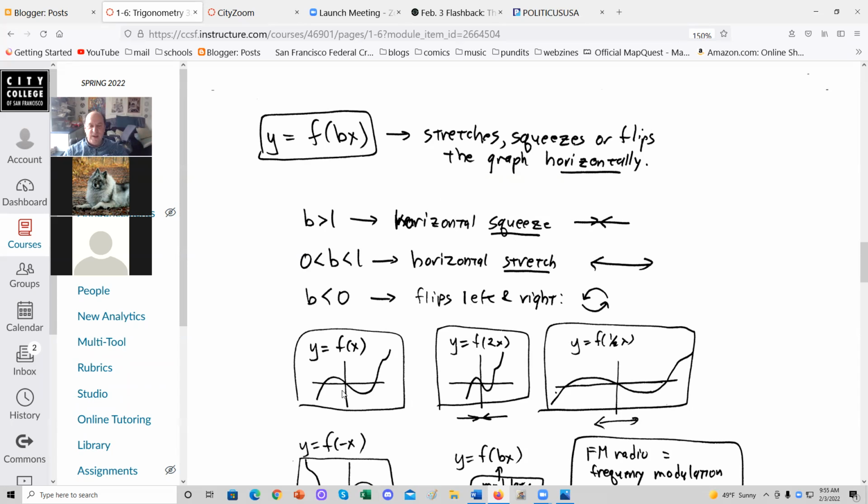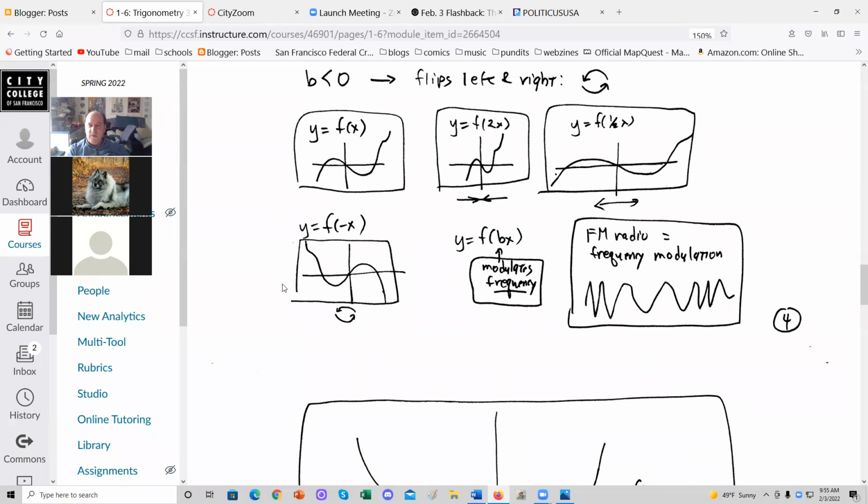So for example, here's f of x, the graph, and f of 2x runs through its graph range twice as fast, so it's squeezed horizontally, whereas f of a half x is stretched out like that. And f of negative x is flipped left for right. So this f of bx, the multiplication by b, modulates the frequency, as in FM radio. There, the radio tower puts out a radio wave of constant amplitude, but its frequency squeezes and stretches in accordance with the sound wave it's transmitting. Now, the advantage of FM radio is that it's never really low amplitude, so it's not as vulnerable to static, and that's why they send music broadcasts on FM.